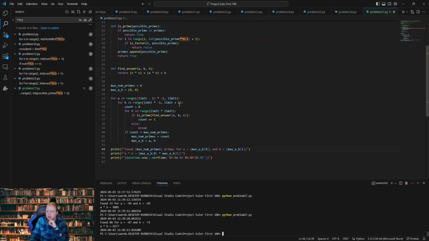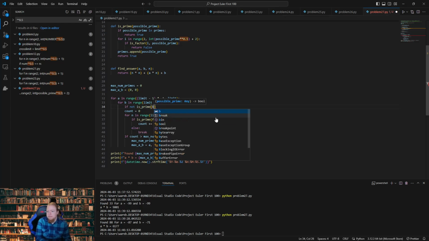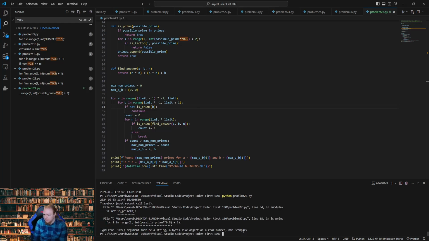And one thing that I am going to do is say if not is prime b, continue. So skip to the next value of b if b is not prime. And let's see how much that helps.